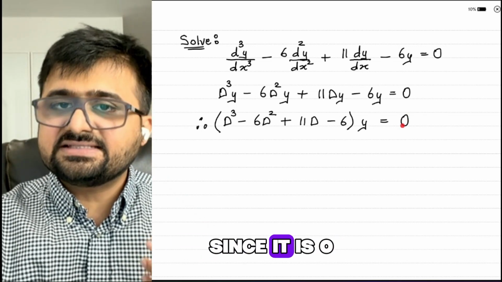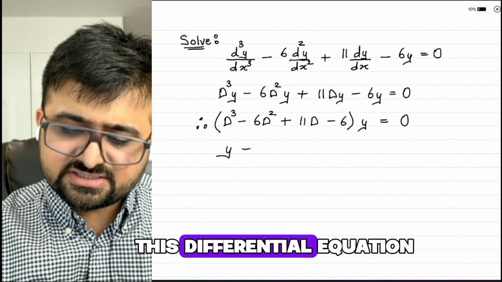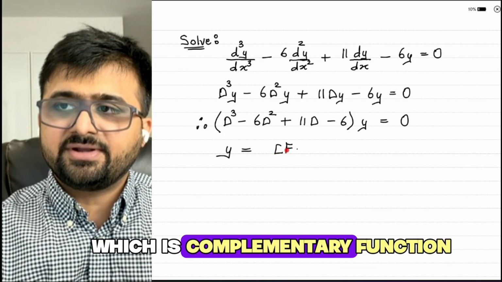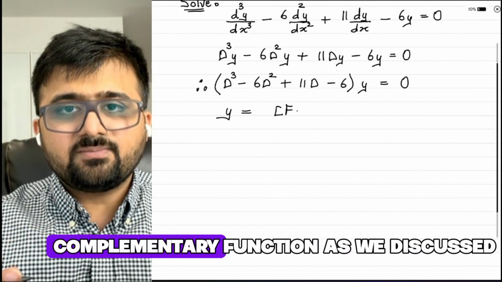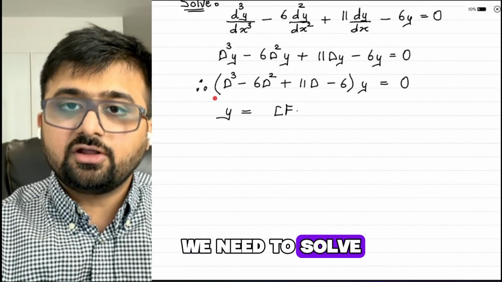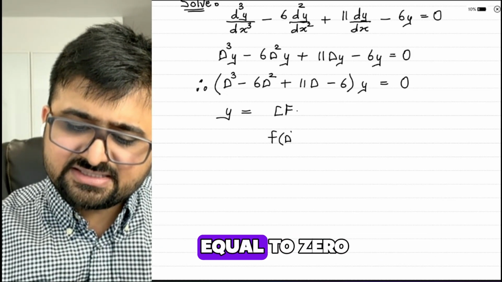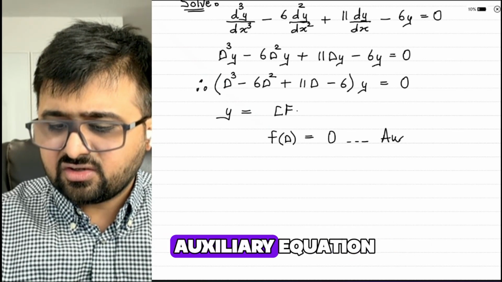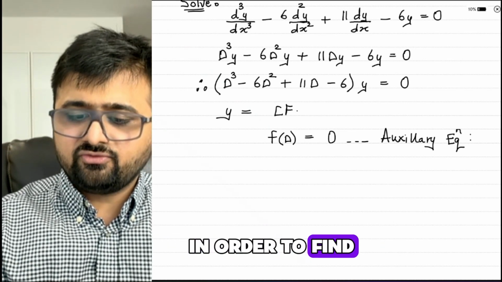On the right hand side, since it is 0, we know that the particular integral is going to be 0, and the solution of this differential equation is just going to be y is equal to CF, which is the complementary function. Now let us see how we find the complementary function. In order to find it, as we discussed, we need to solve the auxiliary equation. The auxiliary equation is nothing but F(D) is equal to 0. Remember this is the auxiliary equation.